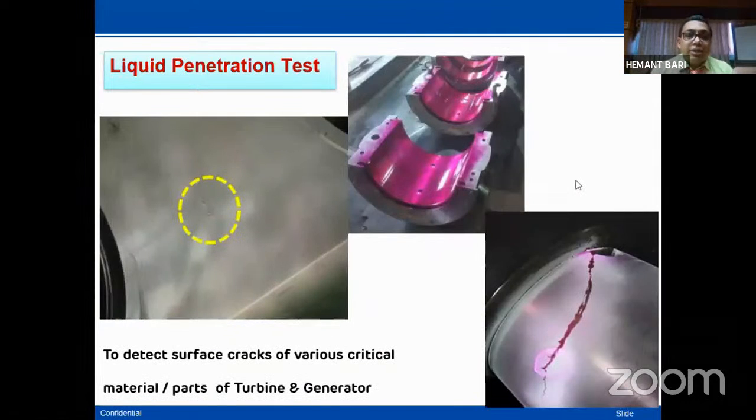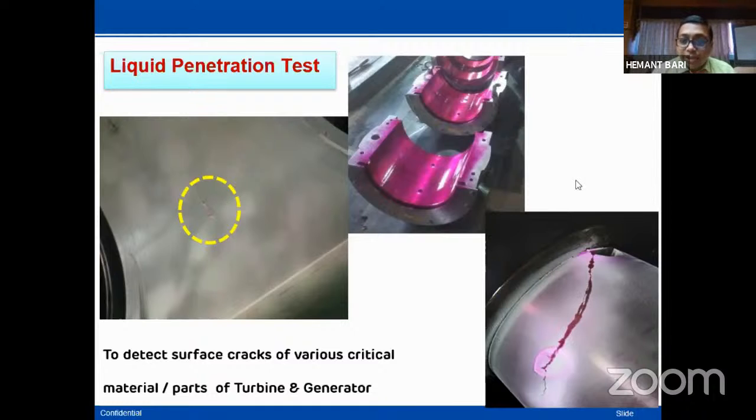Then the LPT test, any surface crack can be identified as per the ISO standard 1417E. Okay, so the liquid penetrant test is done and the detailed procedure has 6 steps. So okay, cleaning, applying the penetrant, excess removal after 15 minutes, then applying the developer, inspection and post cleaning.